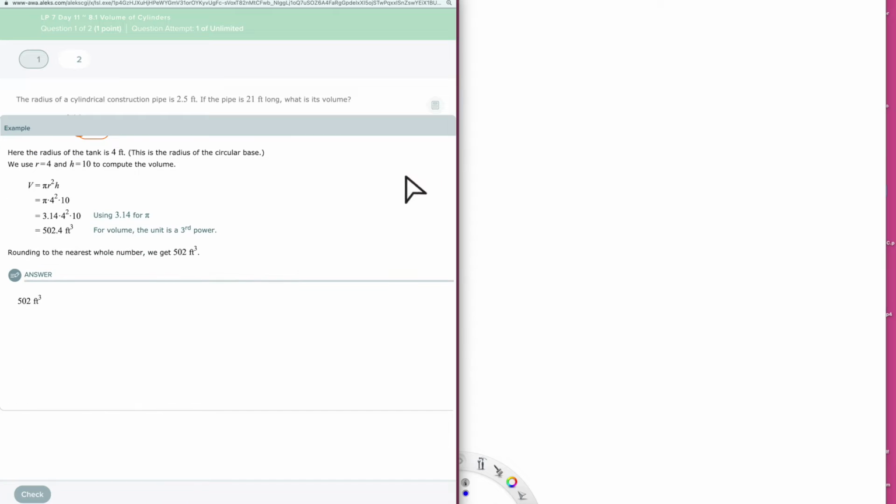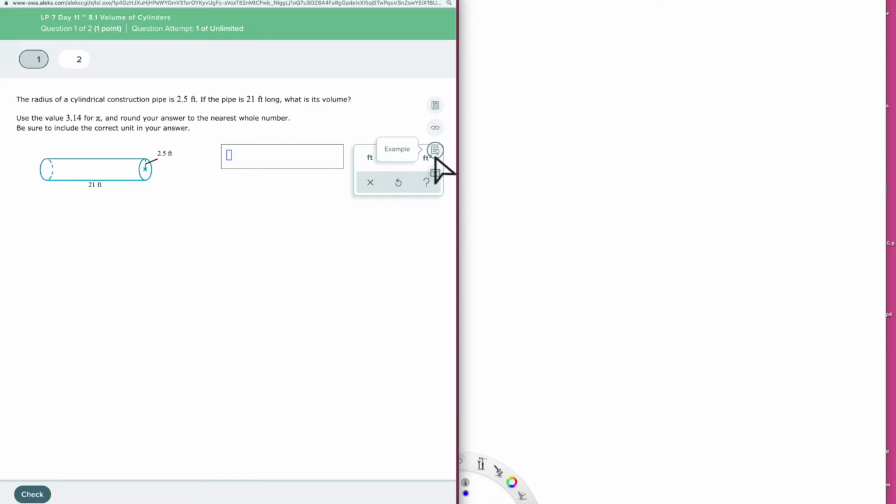You can close this example when you're ready. You can open another one if you want to see another one. You can also message your teacher directly from this screen, and it attaches a picture so we know where to come help you. All right, let's go ahead and get started on here.